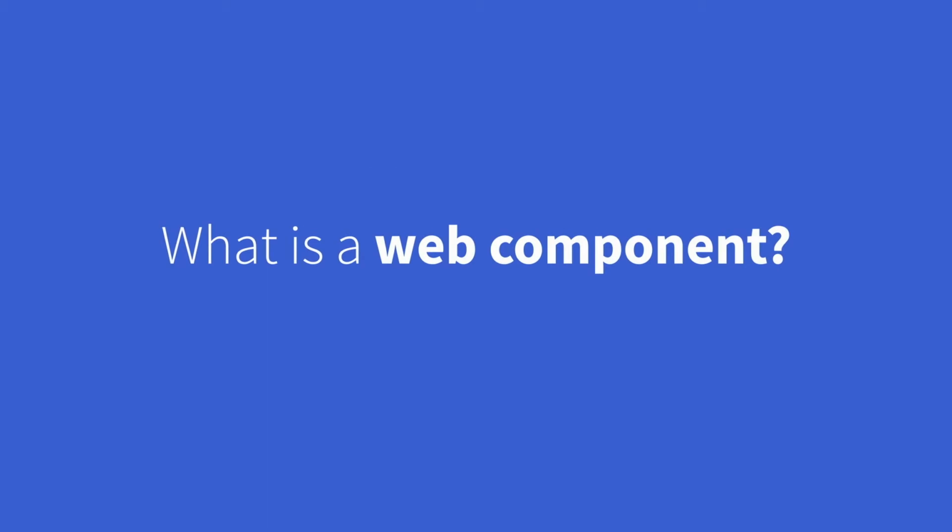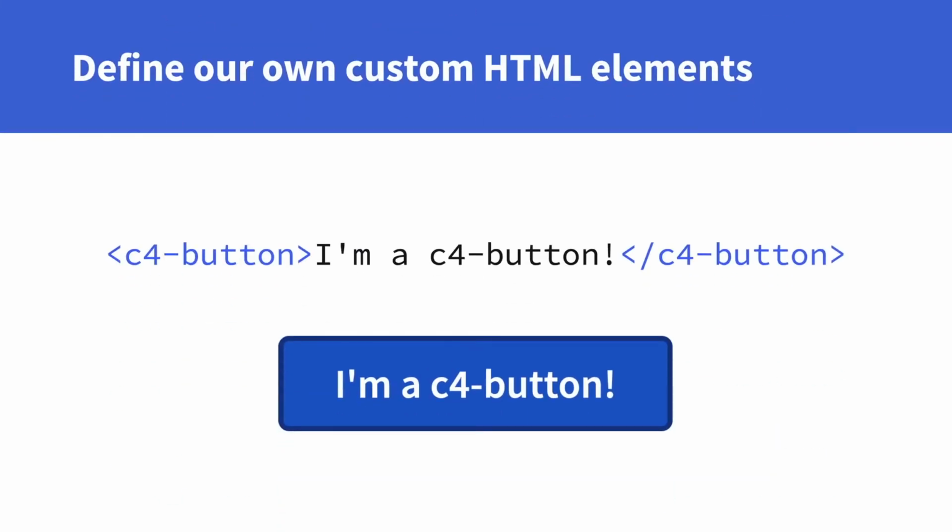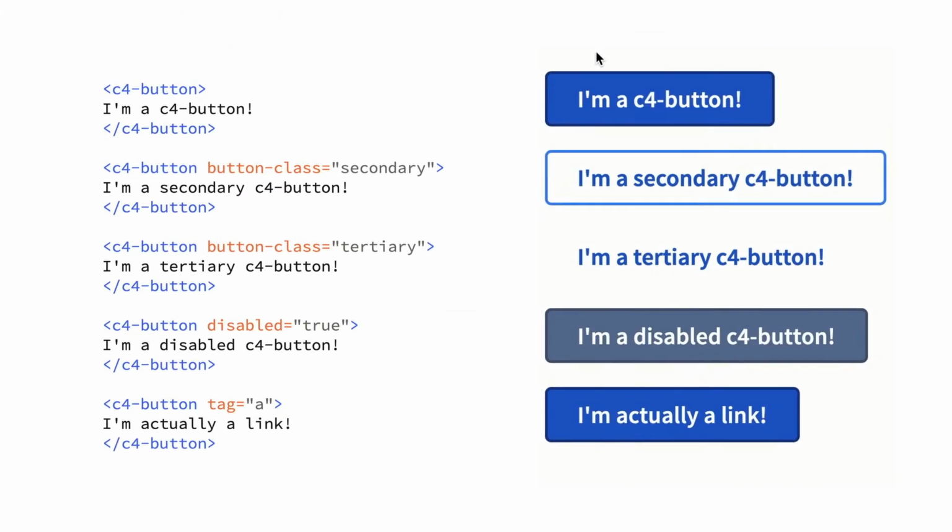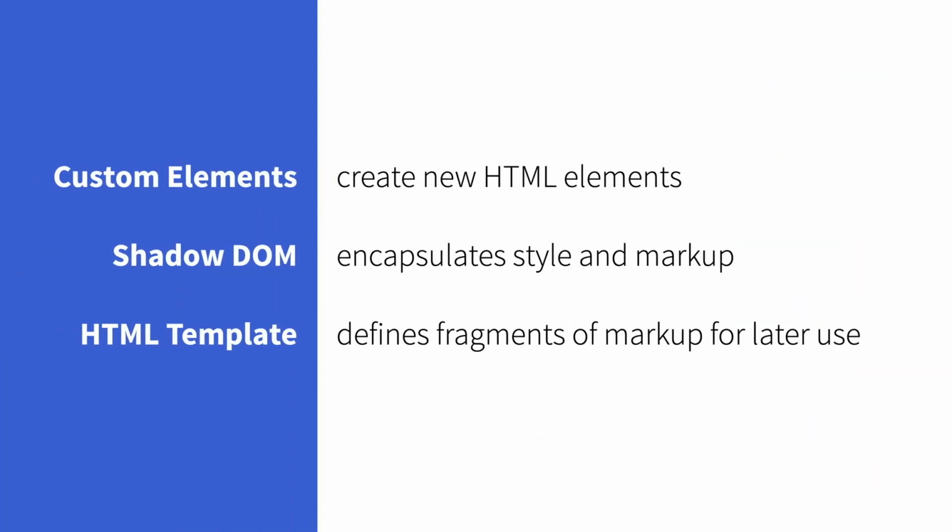Before I go on, it probably makes sense to talk about what a web component is. Web components allow us to define our own custom HTML elements. So for example, in this case, we've got a web component that's called C4-button, and that creates that button that's at the bottom of the screen. We can also define whatever attributes or functionality we want the particular element to have. So in this case, we've got a series of attributes that change the appearance or change the functionality of the buttons.